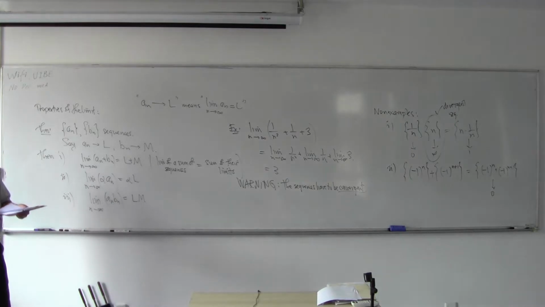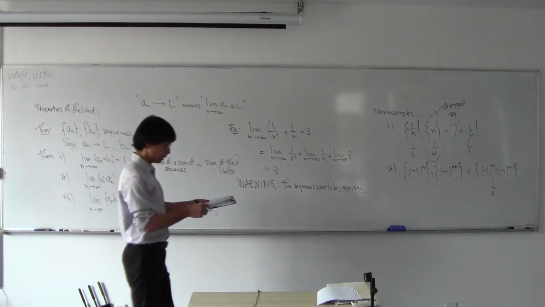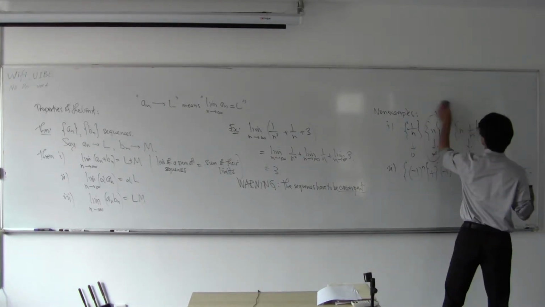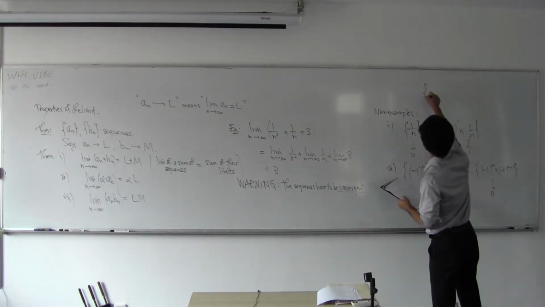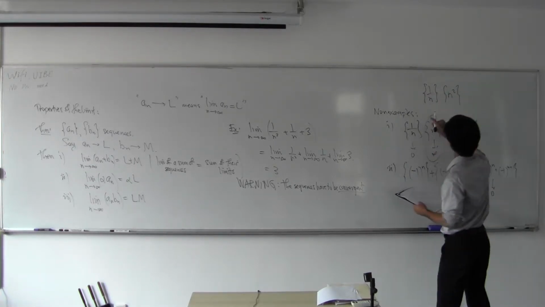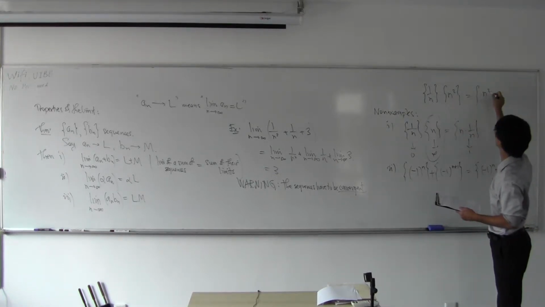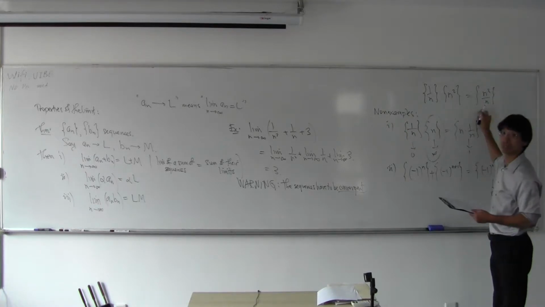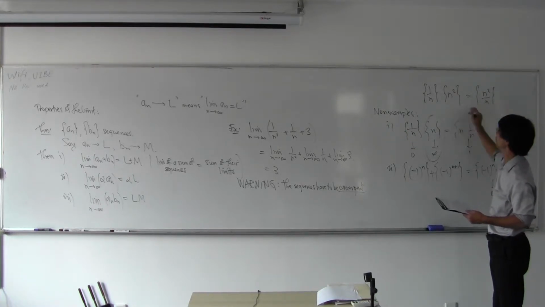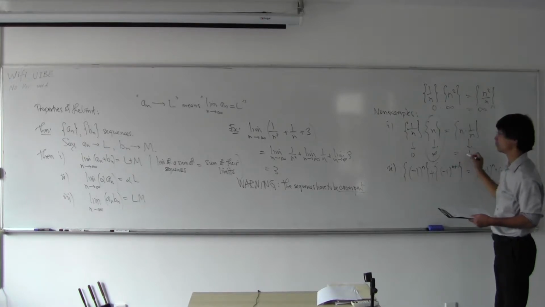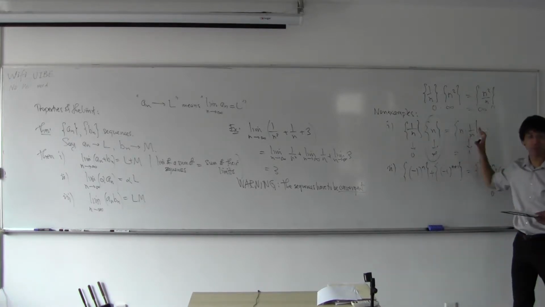So that's just a warning. For example, if I have this one and this one, this one goes to 0, this one goes to infinity. What about the product? Well, the product, this one goes to infinity also, right? So does that mean 0 times infinity is infinity, and 0 times infinity is 1? Again, you have to be careful.